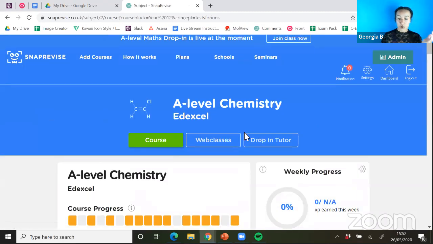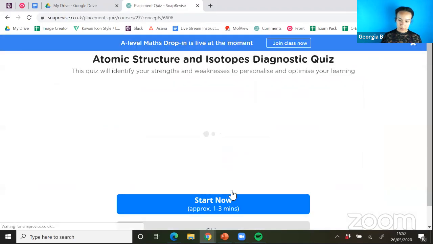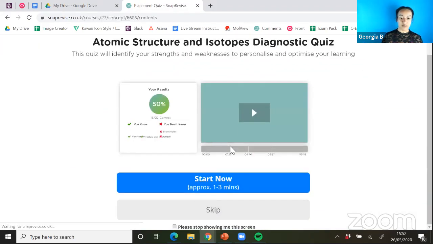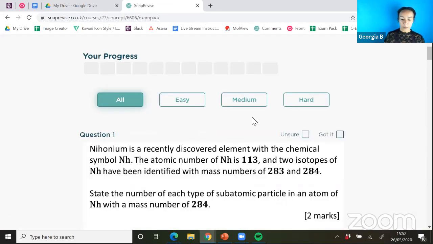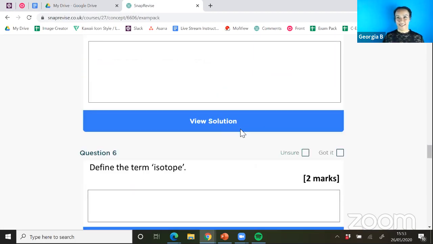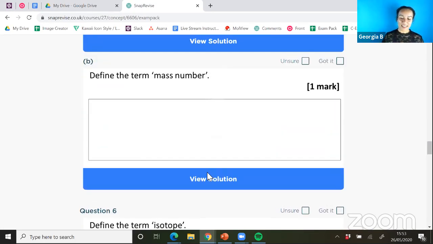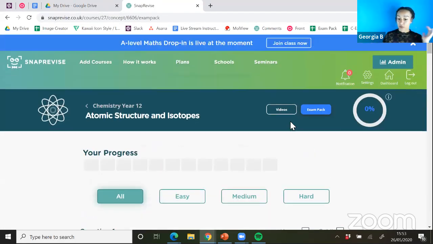If you have our pro package, then you also have these exam packs. I skipped over the exam packs. We've come up with literally hundreds of exam questions for you to do, which took a really long time. And then we have the solutions to those, which tell you where you get your marks and any additional guidance that you might need to know. So you can practice when you run out of past papers, because lots of students do. That's our pro package.